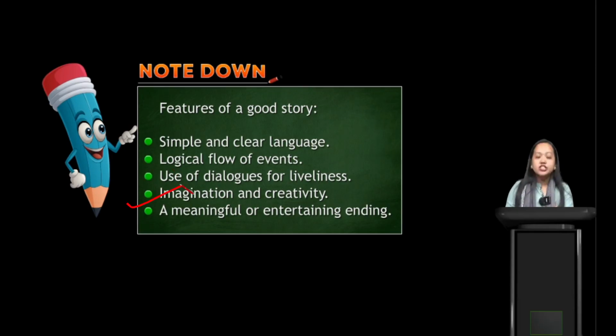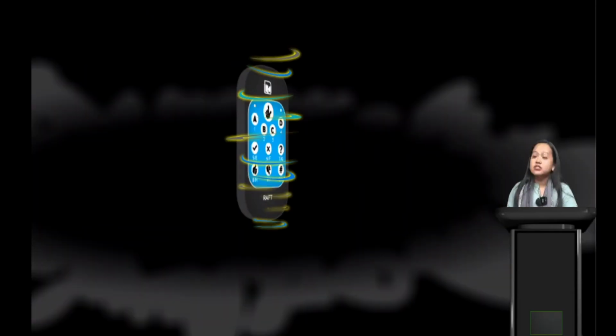Then imagination and creativity. It has to be very unique, very different, so that when the readers read your story, they get some interest. Last line is what? Meaningful and entertaining. Your story should make sense. It has to be entertaining. So these are the points.